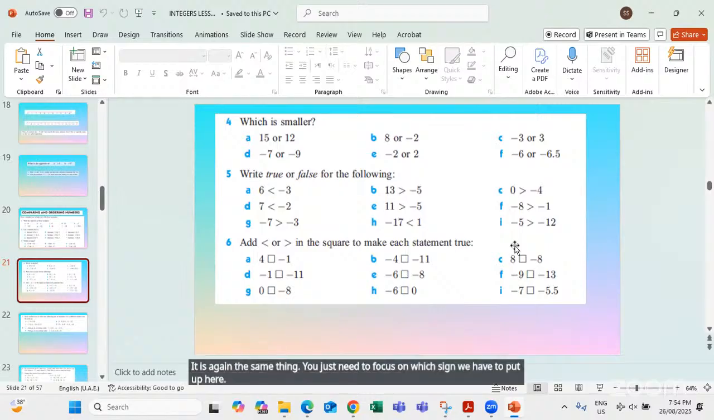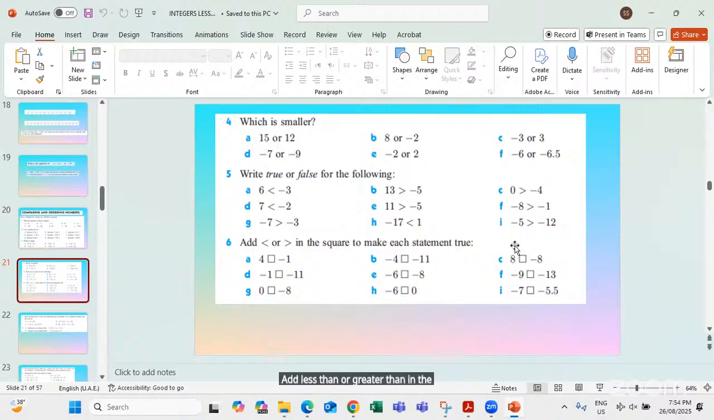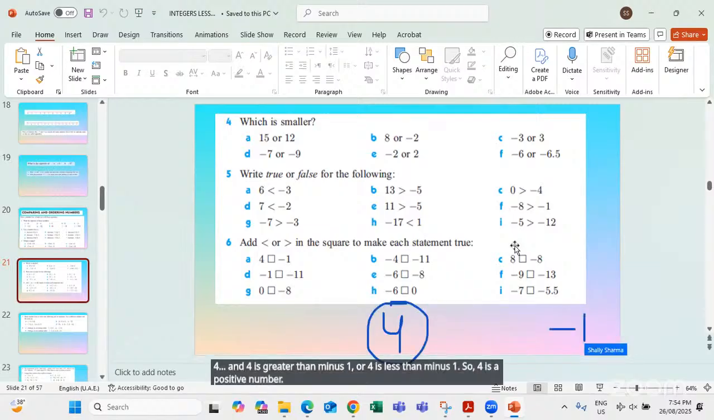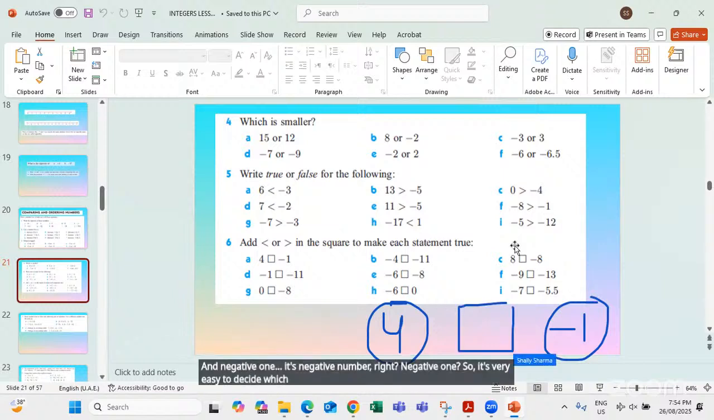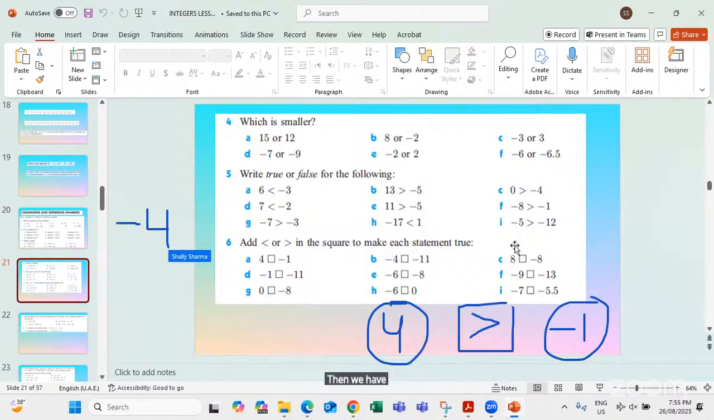Add less than or greater than in the square to make each statement true. 4 and negative 1: is 4 greater than negative 1 or is 4 less than negative 1? So 4 is a positive number and negative 1 is a negative number, right? So it's very easy to decide which sign will come. 4 is greater.